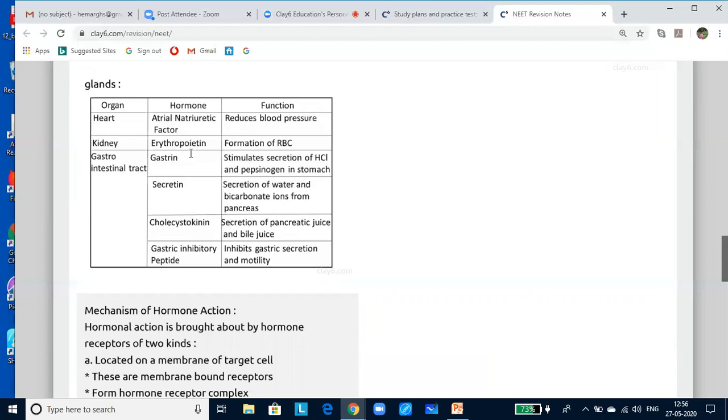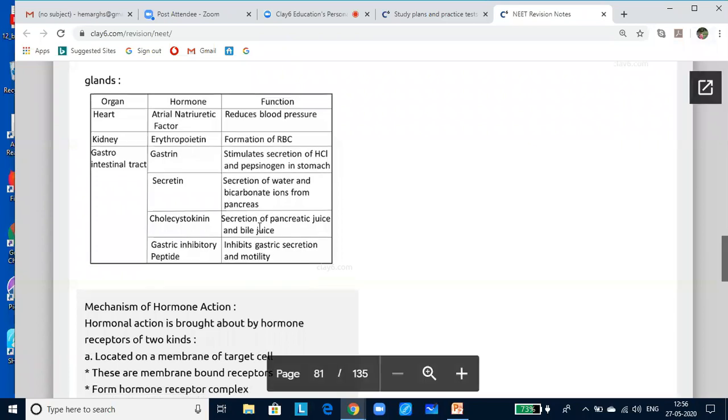Now, the gastrointestinal tract secretes 4 kinds of hormones. Gastrin, which stimulates the secretion of HCl and pepsinogen in the stomach. Secretin stimulates the secretion of water and bicarbonate ions from the pancreas. Cholecystokinin stimulates secretion of pancreatic juice and bile juice. Gastric inhibitory peptide inhibits gastric secretion and motility of the food in the gut.